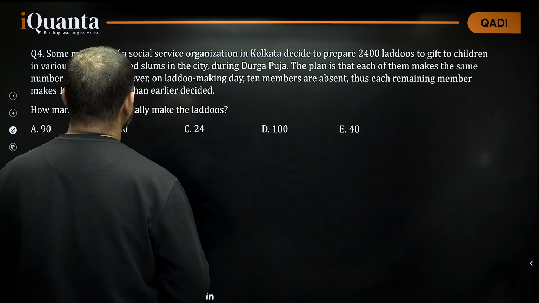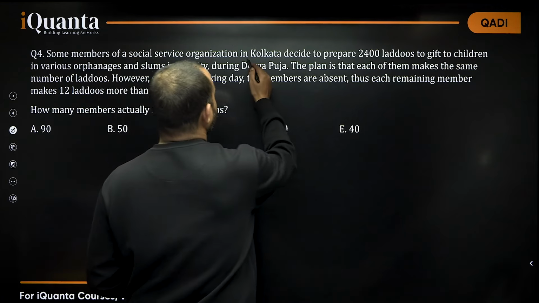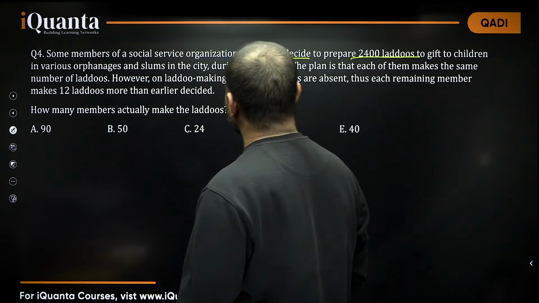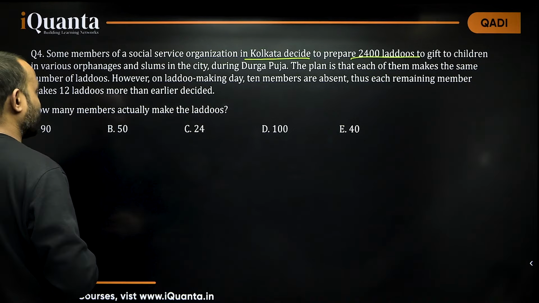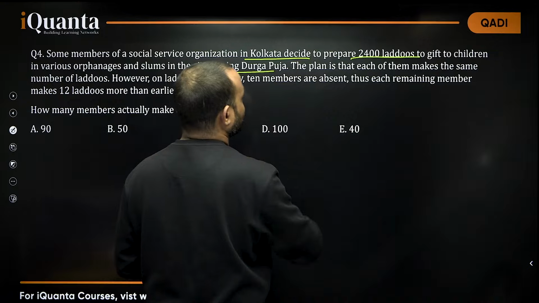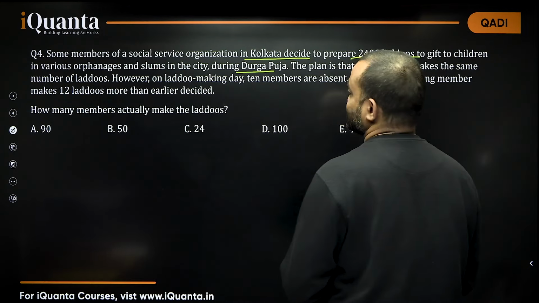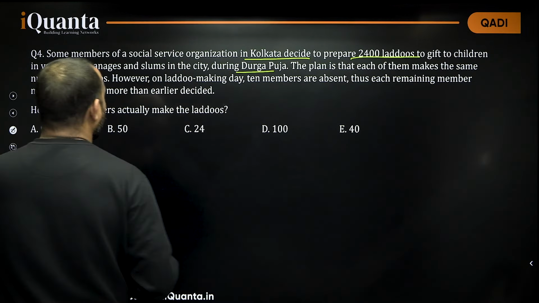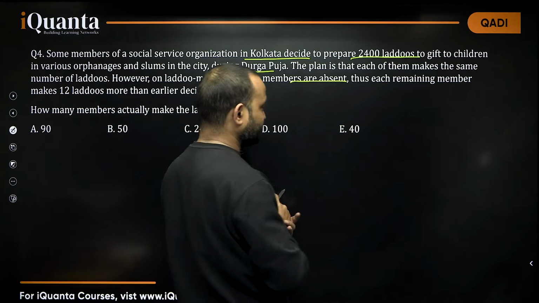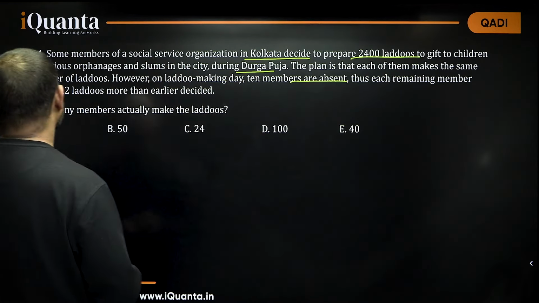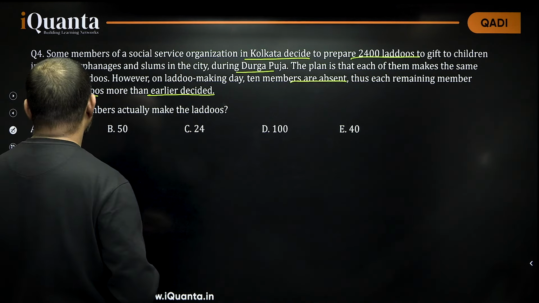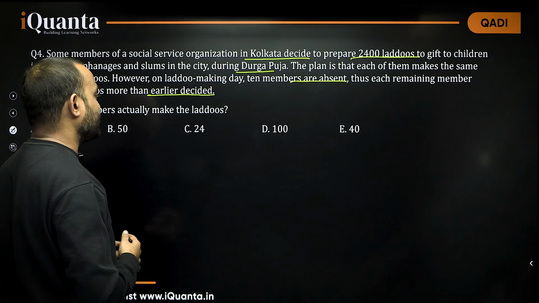Some members of a school service organization in Kolkata decide to prepare 2,400 laddoos to gift to children in various orphanages and slums in the city during Durga Puja. The plan is that each of them makes the same number of laddoos. However, on laddoo making day, 10 members are absent. Thus, the remaining members make 12 laddoos more than earlier decided. How many members actually made the laddoos?